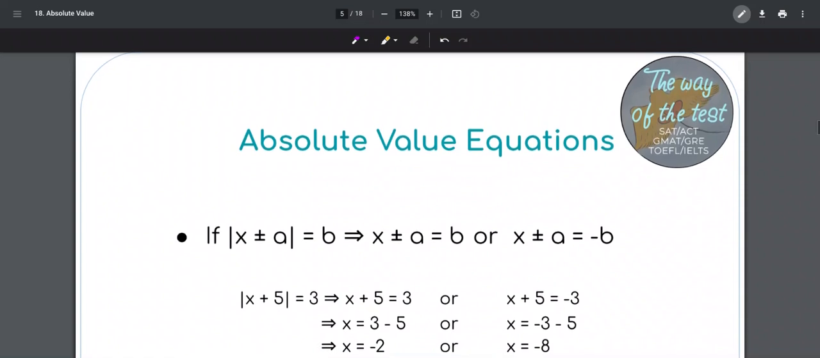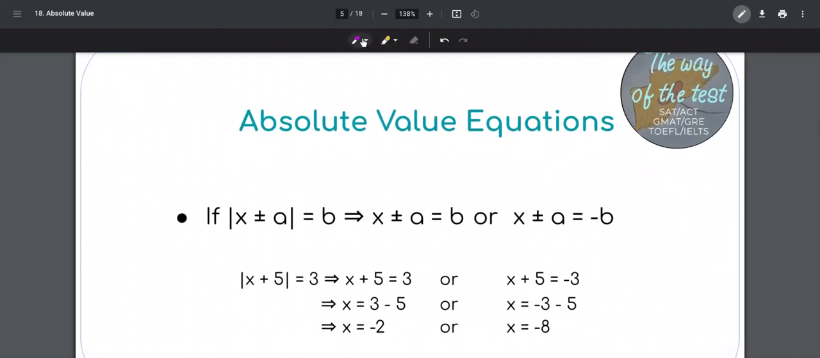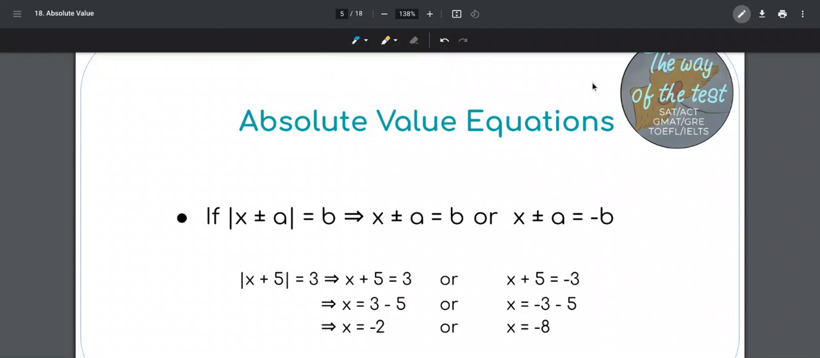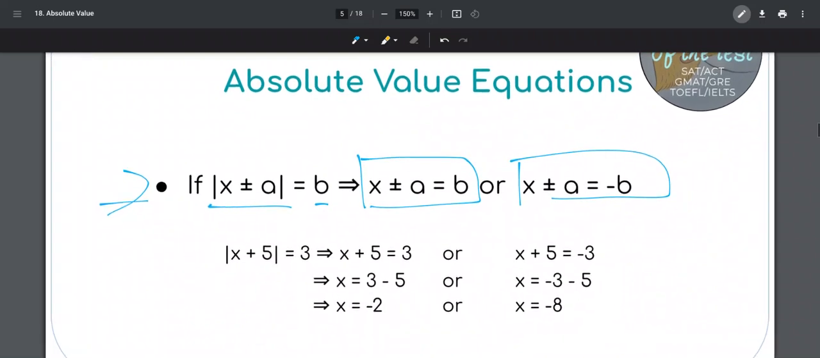How do we solve equations with absolute value? Well, we just pretty much use the definition. If you remember the definition, that's pretty much all you need, but we're still going to explain. So we have absolute value of x plus or minus a is equal to the outside value. So we take both cases, equal to the positive or equal to the negative. In this example, I have absolute value of x plus 5 is equal to 3. So I have case 1, taking the positive value 3, case 2, taking the negative value, negative 3.